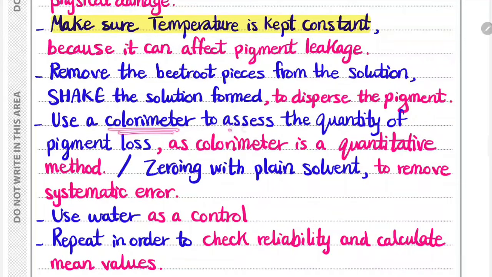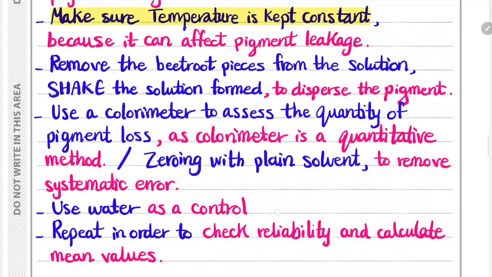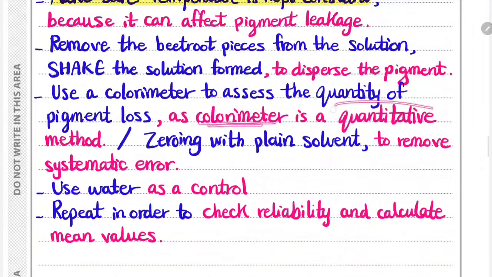Use a colorimeter to assess the quantity of the pigment lost. I'm going to use a colorimeter to measure the color intensity of the pigment lost inside this test tube. We could also say for the reasoning that the colorimeter is a quantitative method, and this is another option to write to gain the same mark.